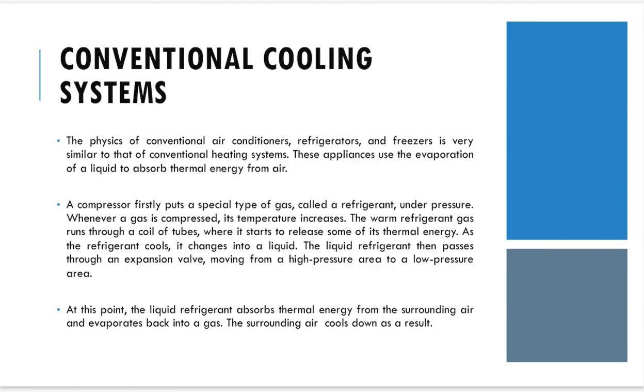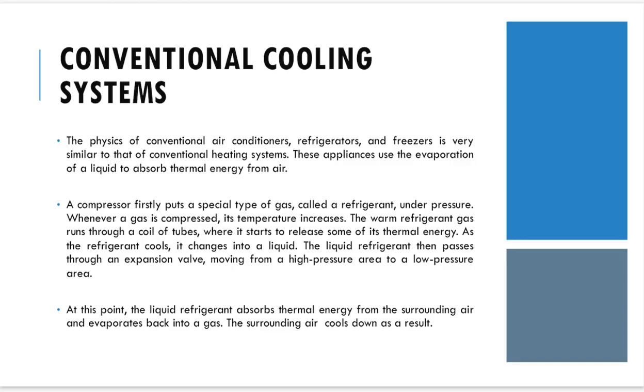Conventional cooling system. The physics of conventional air conditioners, refrigerators, and freezers is very similar to that of conventional heating systems. These appliances use the evaporation of a liquid to absorb thermal energy from the air. A compressor firstly puts a special type of gas, called a refrigerant, under pressure. Whenever a gas is compressed, its temperature increases. The warm refrigerant goes through a coil of tubes where it starts to release some of its thermal energy. As the refrigerant cools, it changes into a liquid.